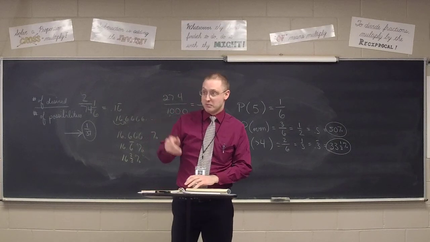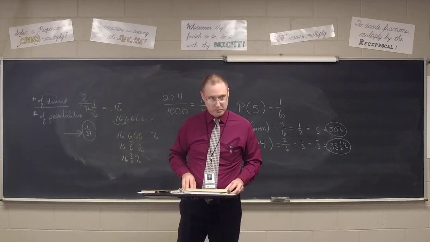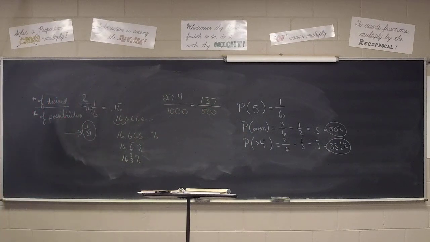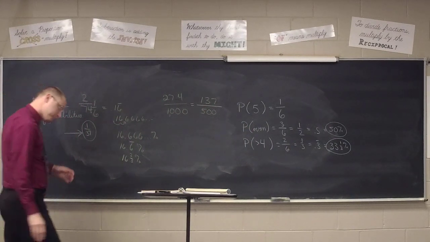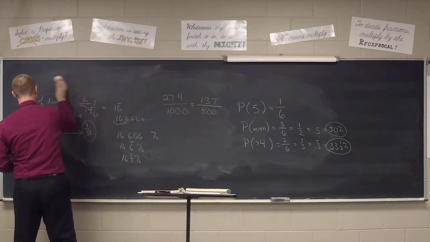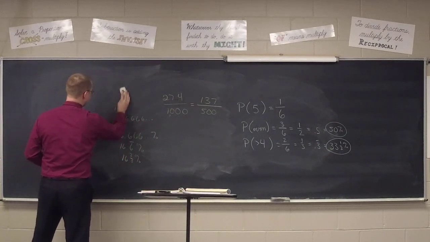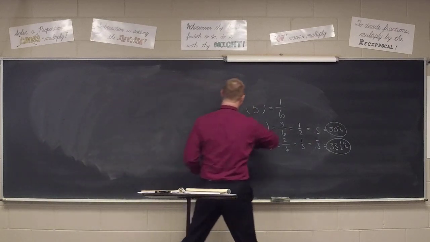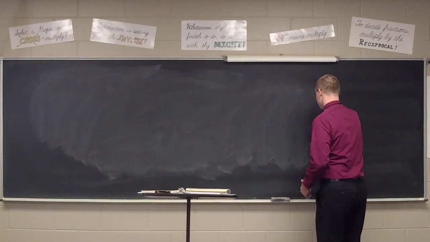It's not as chocolatey as my bulletin board over there, but go ahead and read this problem for us, if you would, Joshua. Jerry has a bag of colored candy that contains 3 red, 1 orange, 4 yellow, 5 green, 2 blue, and 5 purple candies. Taste the rainbow. Find the probability of randomly drawing a green candy from the bag.